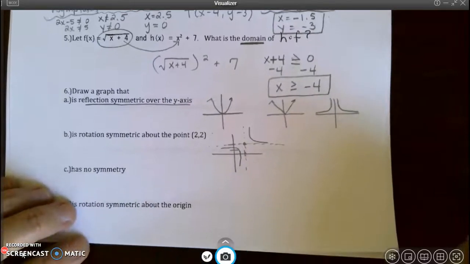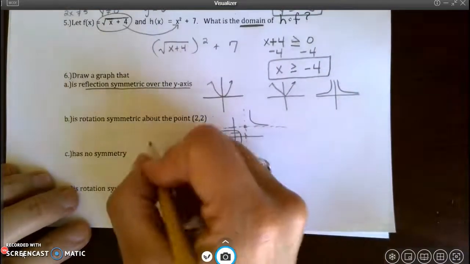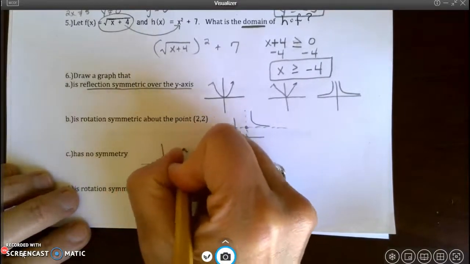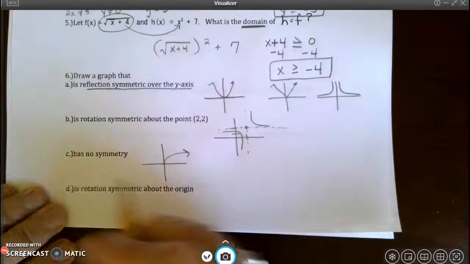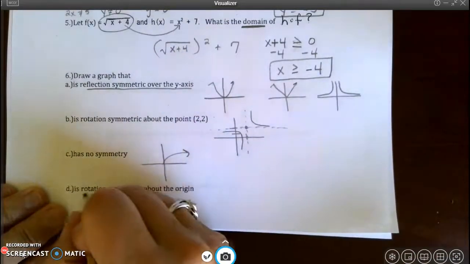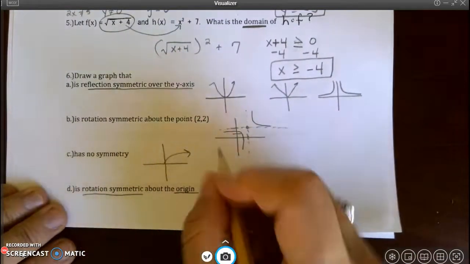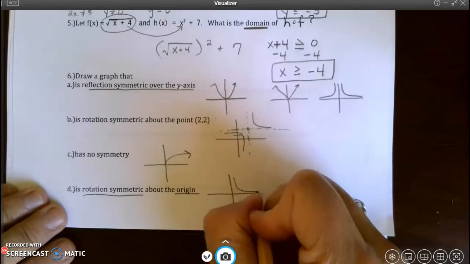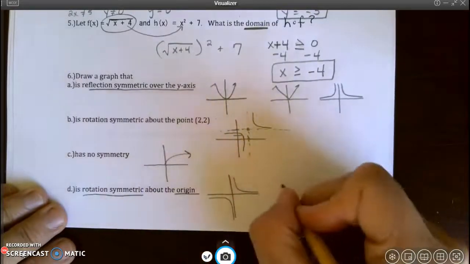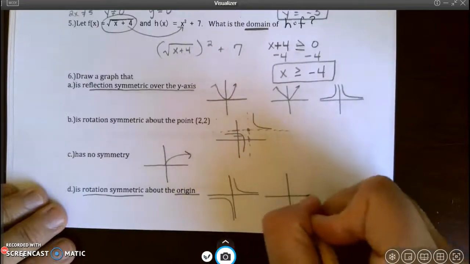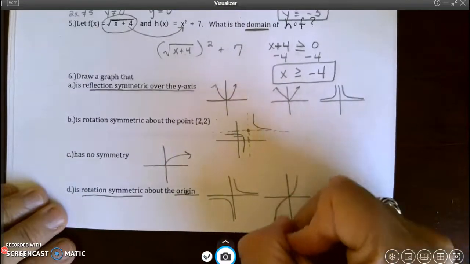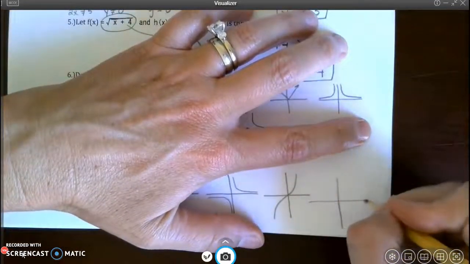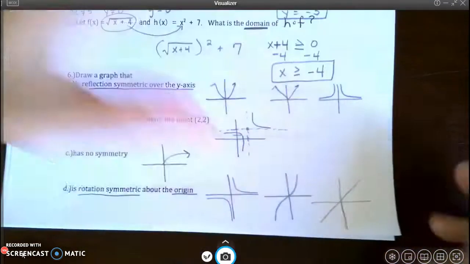Draw a graph that has no symmetry. Okay, I can draw a square root graph. Draw a graph that's rotation symmetric around the origin. An inverse graph. I have my cubed graph. Or I have my linear graph.